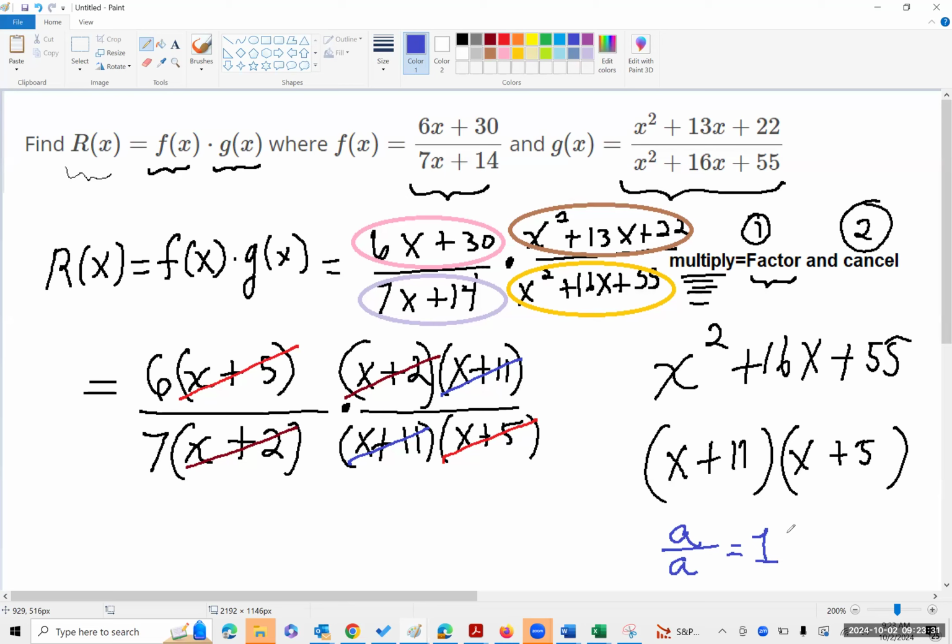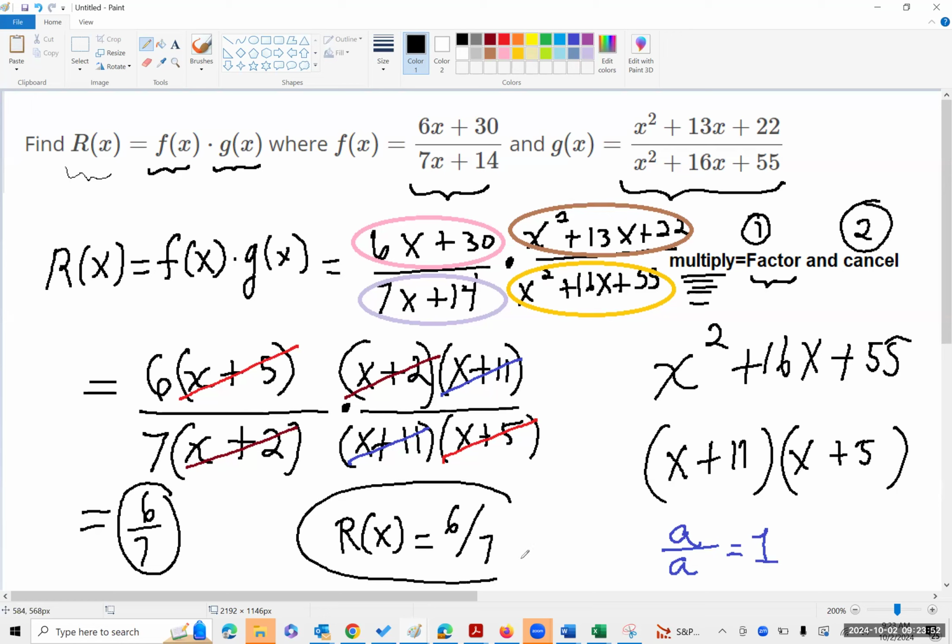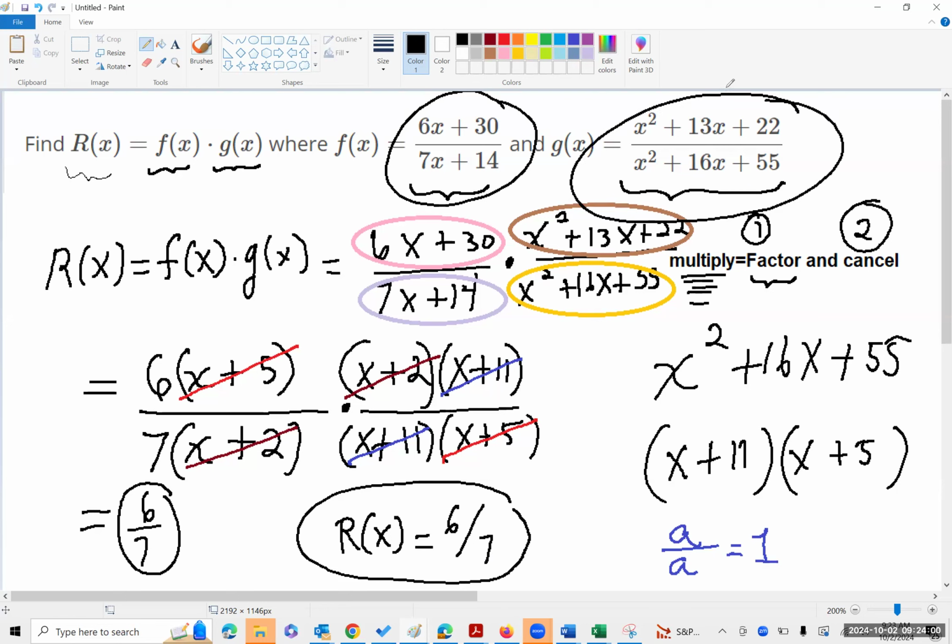Okay, and so that's it. All you're left with is 6/7. So this new function, r of x, is 6/7, and that's a constant function. That's a flat line, but it came about by multiplying this and this. So it simplified considerably to 6/7.